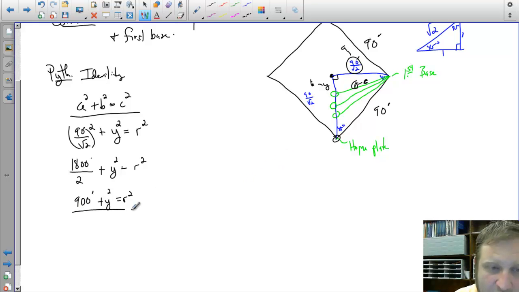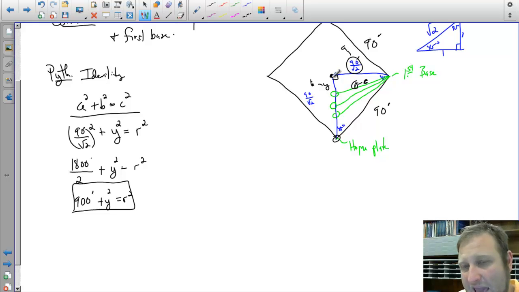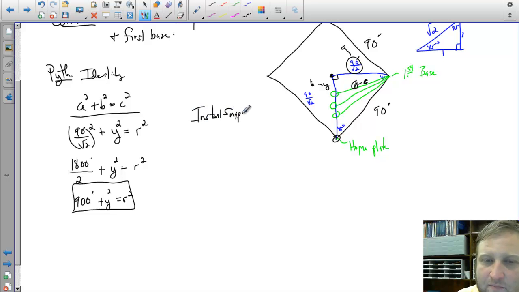Now we have a way for us to relate this problem of the length between the pitcher and first base, and the distance between the ball and the pitcher, and the ball and home plate. So now again, we're going to look at our instant snapshot.